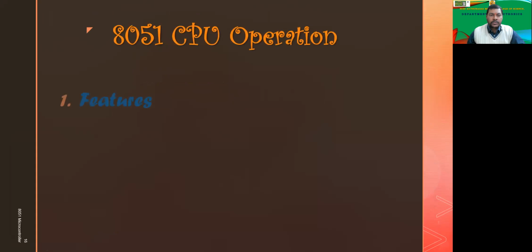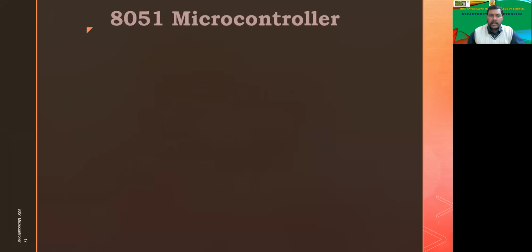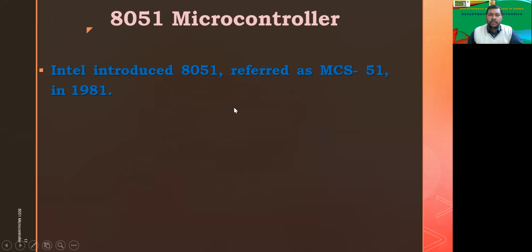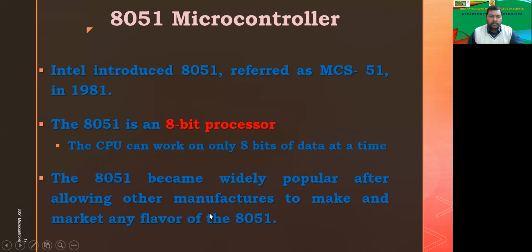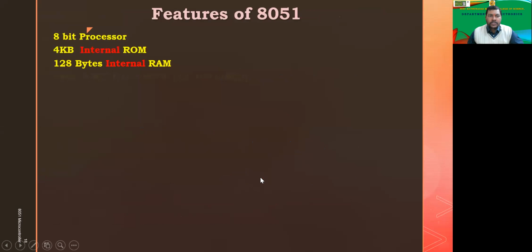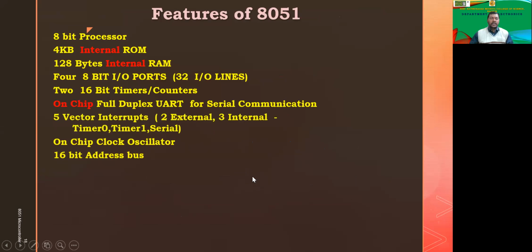So yes, we have studied the 8051 CPU operations, and then some of the pin diagrams we'll be studying, and lastly we'll be concluding with the block diagram. So the 8051 microcontroller, I have just introduced, was referred to as MCS-51 in 1981. The 8051 is an 8-bit processor. We have almost completed all those things, and also the 8051 became widely popular after it was launched in the market. Some of the basic features, we studied in the last lecture itself.